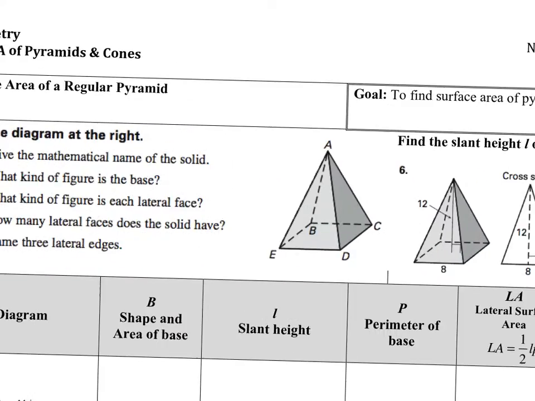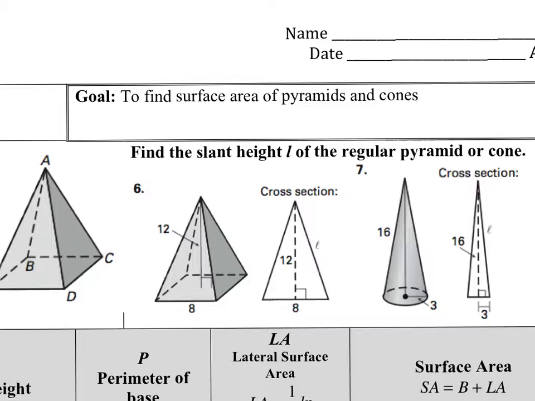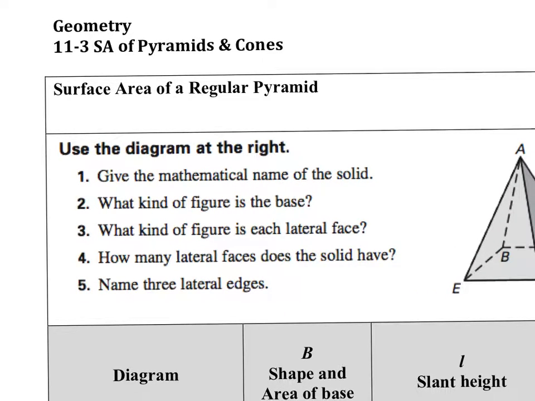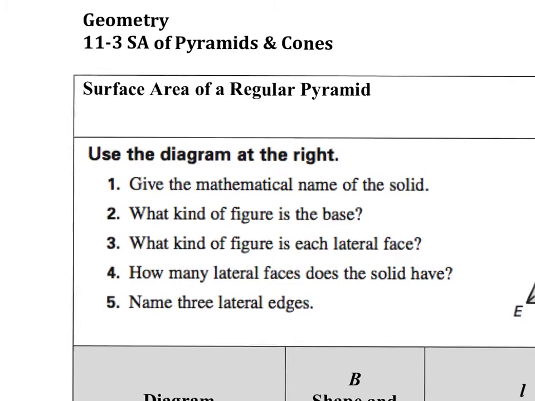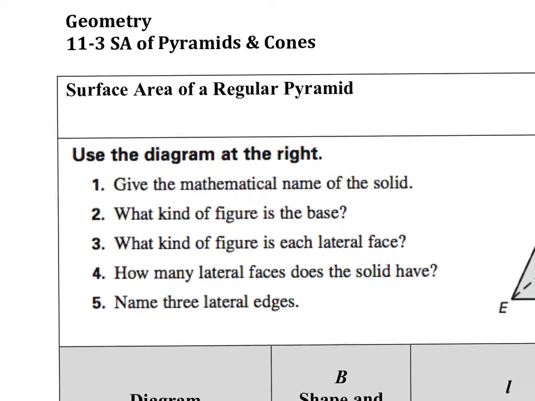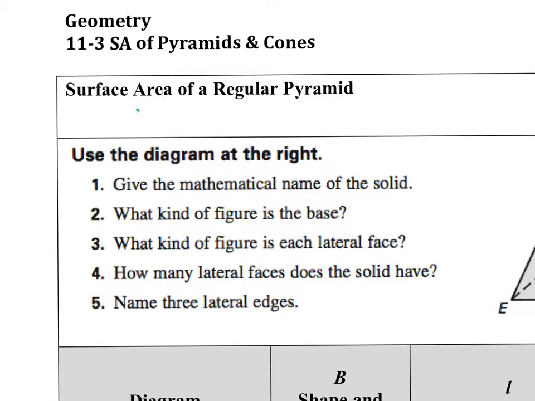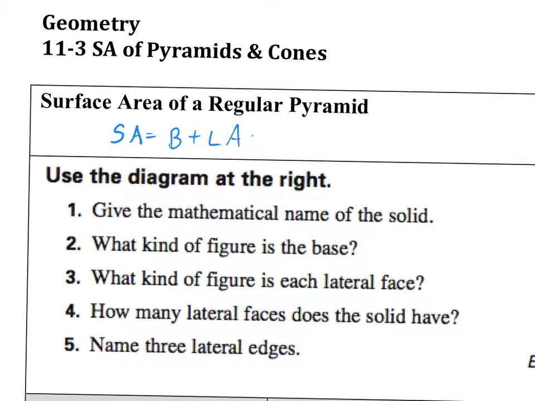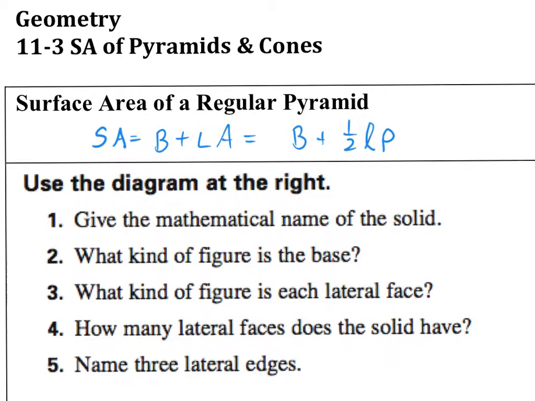All right, so welcome to three-dimensional geometry, where we are going to find the surface area of pyramids and cones. Just to give you a heads up, the super secret formula that we're going to look at today for the surface area of a regular pyramid is going to look like this. Again, I use SA. It's going to be B plus, and another way to write that is the area of the base plus 1/2 this funny L and a P.